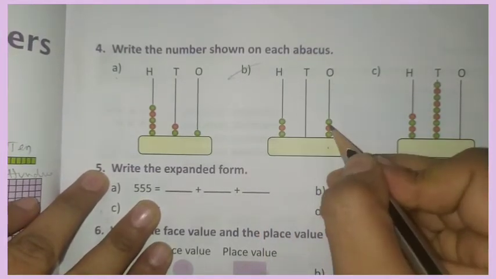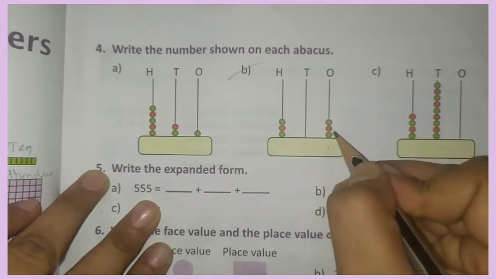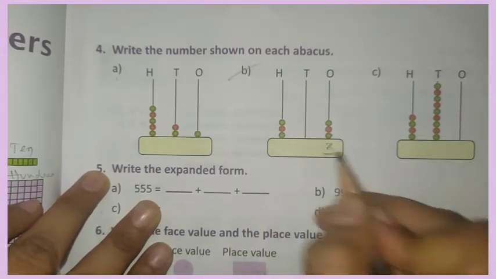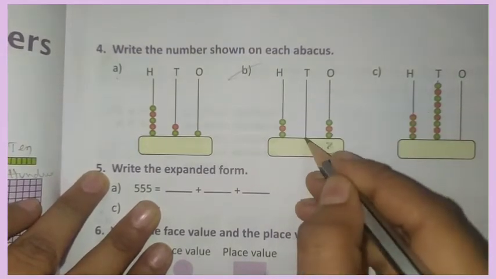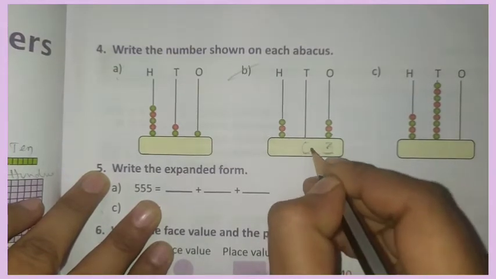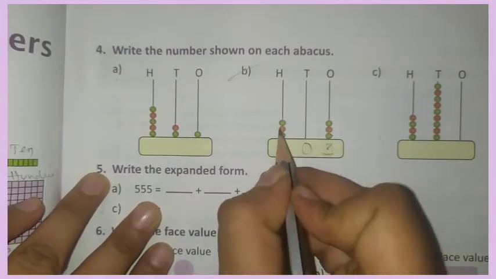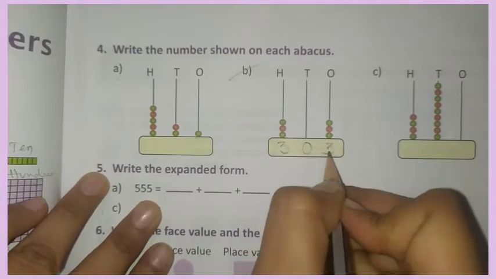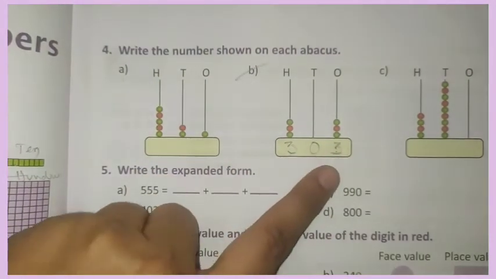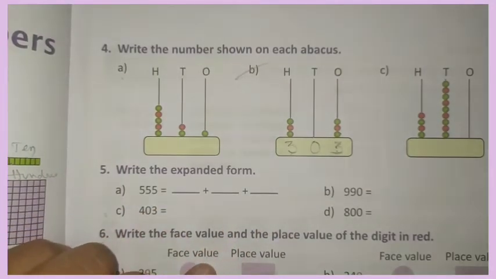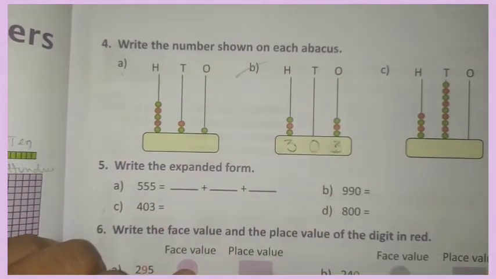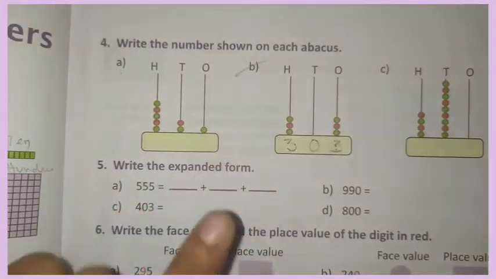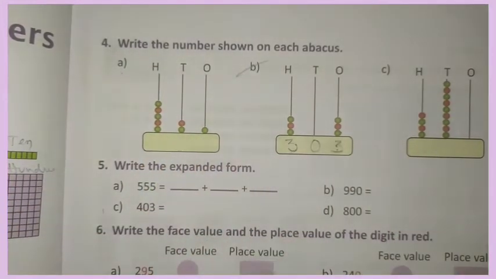Here, how many ones are given here? 1, 2, 3. So 3 ones. How many tens are given? Nothing given. So 0. How many hundreds are given? 1, 2, 3. So 303. 303 is the answer. Okay. Like that, write these A and C.